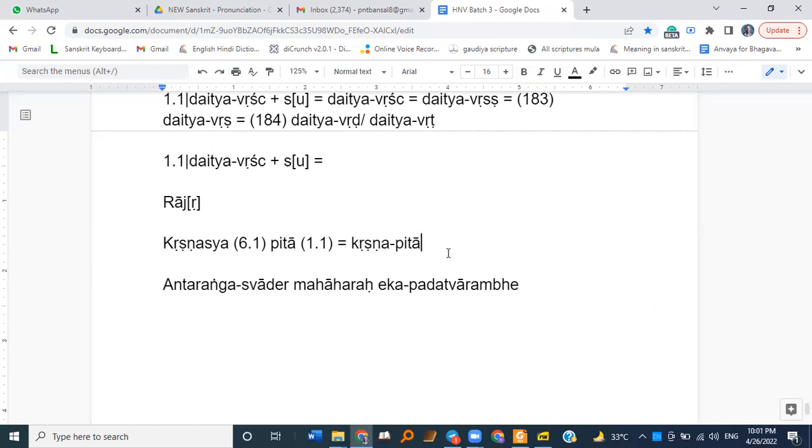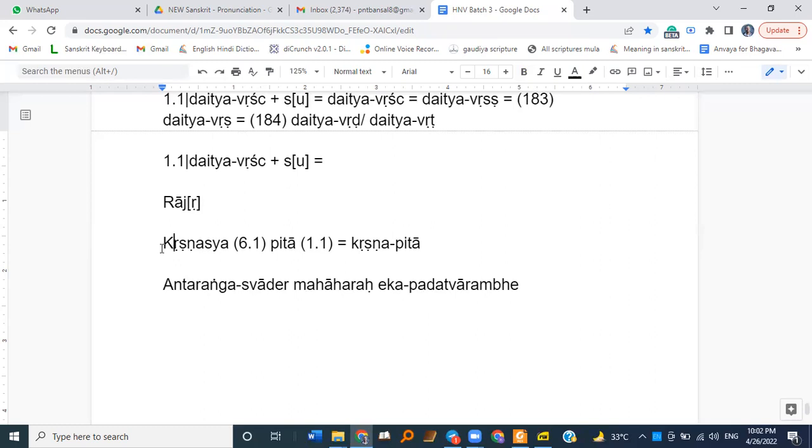So like that. Does it make sense, Shredya Prabhuji? Yes, Prabhu. But I guess I need to understand the Ekapadatva Rambe. See, Ekapadatva Rambe means very simple. Krishnasya and Pita, they are 2 words, right? Now, when we are to convert these 2 words into one word, first of all, that process is known as samasa, compound.